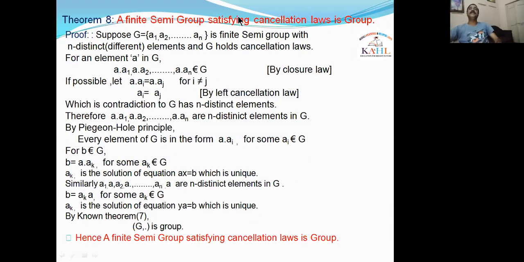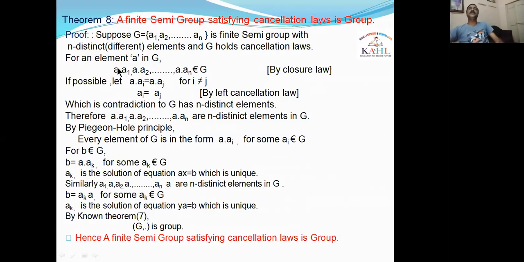Now, I am taking A as an element in G. A1 is in G, A is in G. By closure law, AA1 is in G. Similarly, AA2 in G, AAn in G. AA1, AA2, and so on, AAn belong to G by closure law in G, because G is a semi-group. Semi-group means closure and associative exist. I am using closure law here.